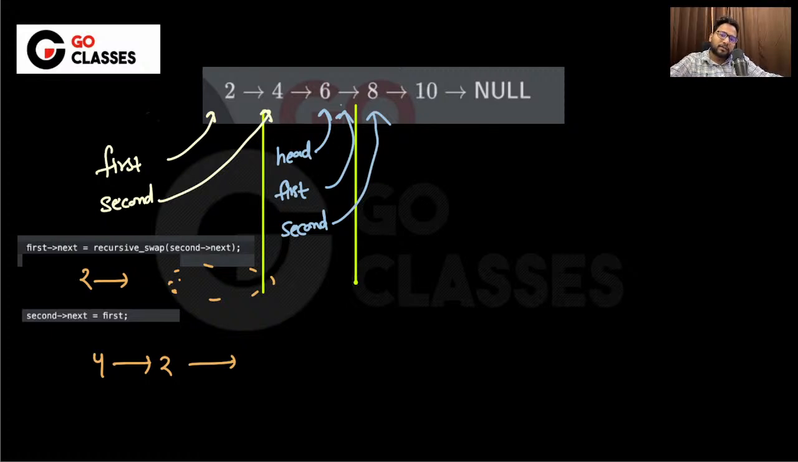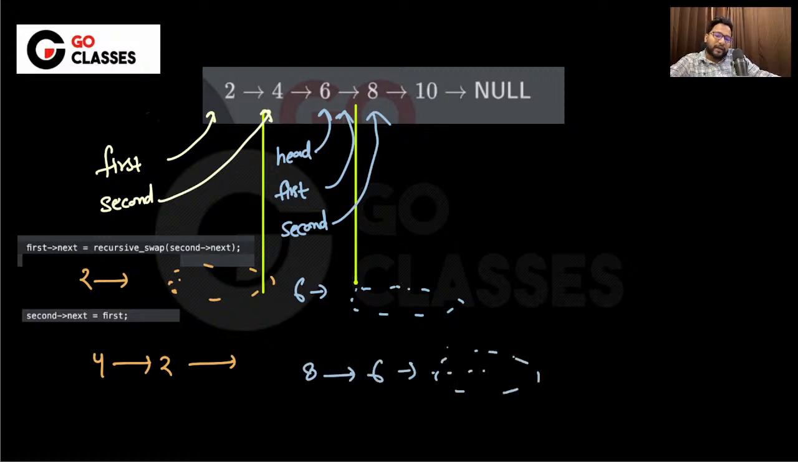Now what will happen next? This 6 will again be waiting for whatever my recursive call is returning, and second will anyway point to 6. So here, 4 will point to 2, and 2 is waiting for whatever this recursive call is returning. And here 8 will be pointing to 6, and now 6 is waiting for whatever this recursive call is returning. This actually happens a little later.